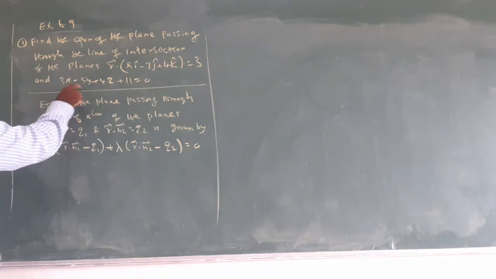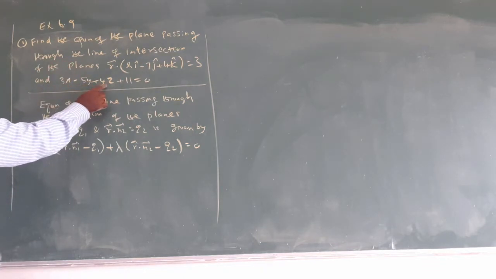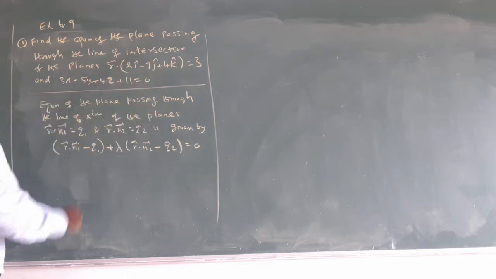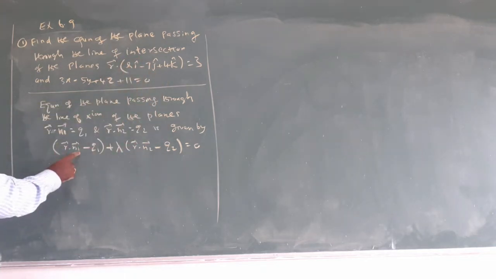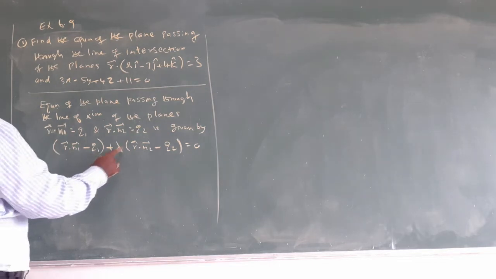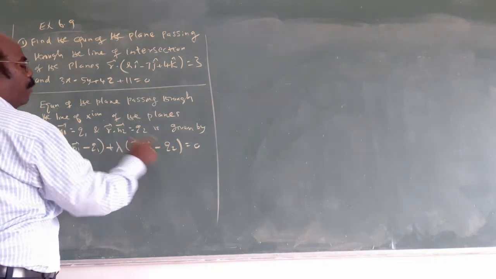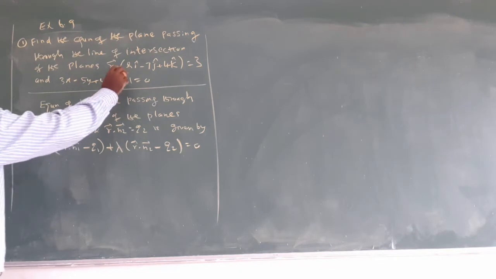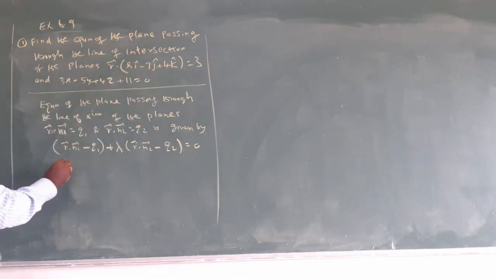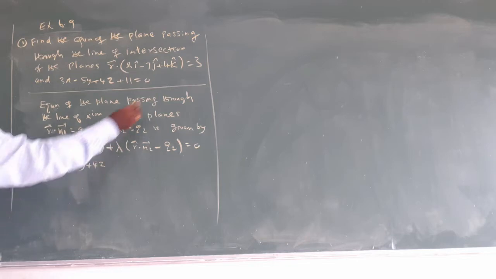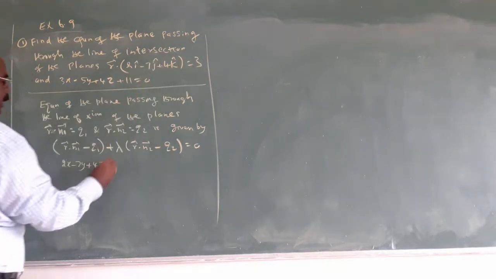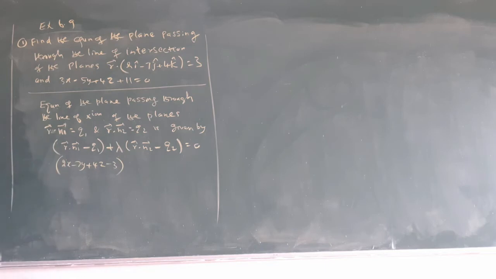This also you want, right? R dot something is what? 3i minus 5j plus 4k equals minus 1. In this way, the formula is given by R dot n1 minus q1 plus lambda into R dot n2 minus q2. Multiply both. What is the answer? 2x minus 7y plus 4z, am I right? Minus 3, in this way, that is the answer.